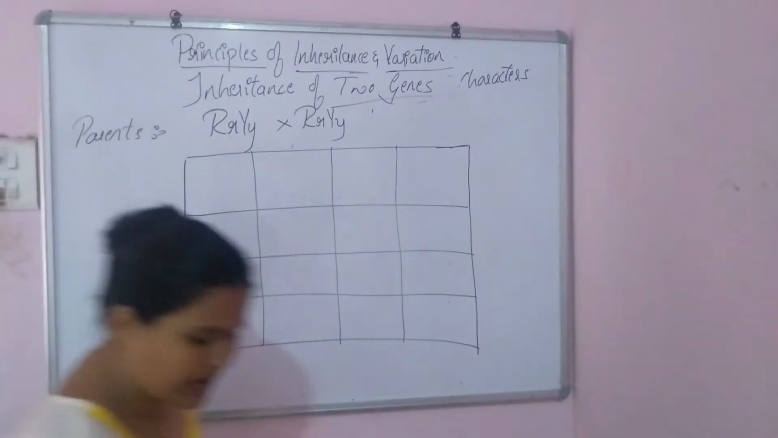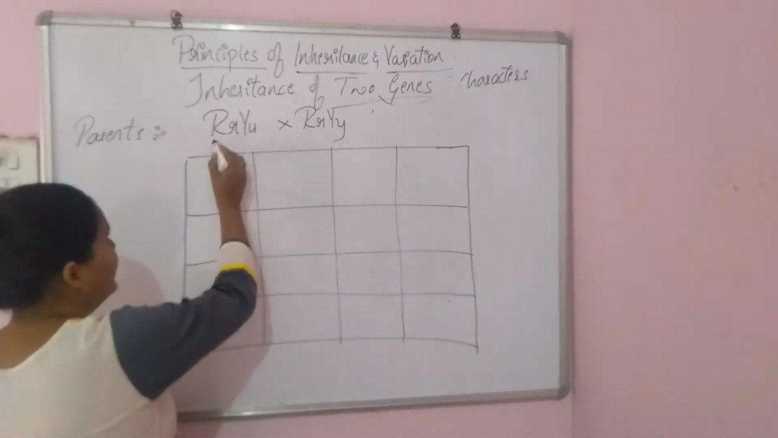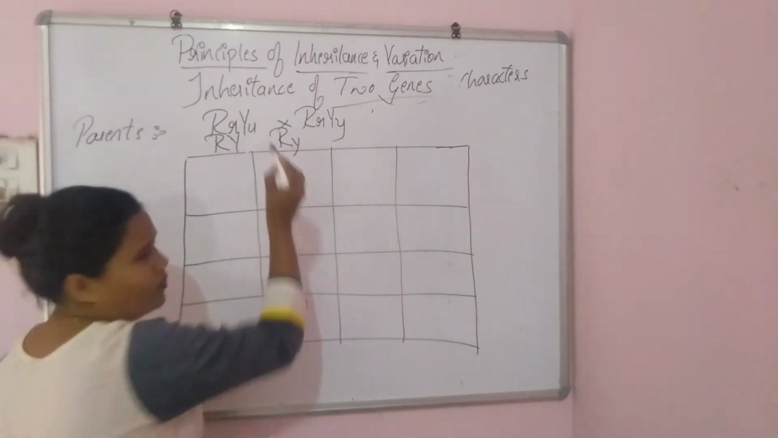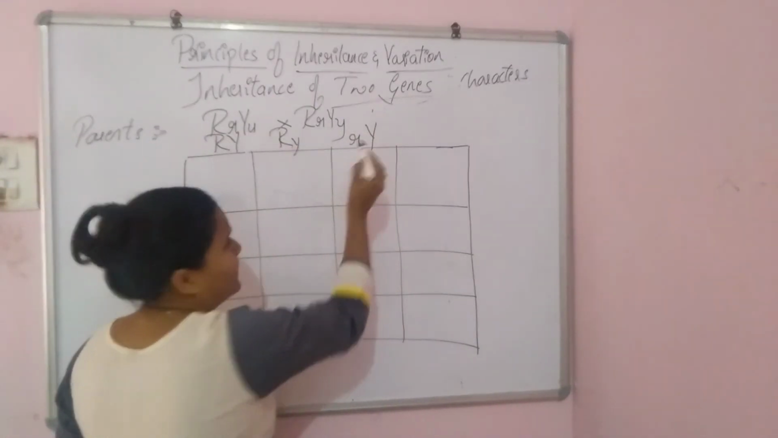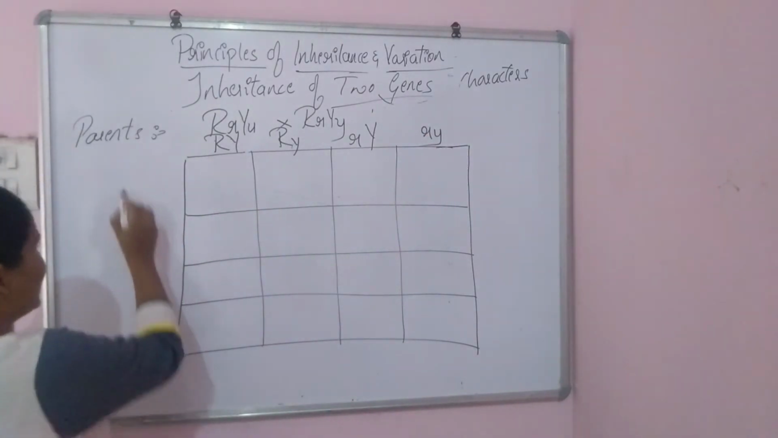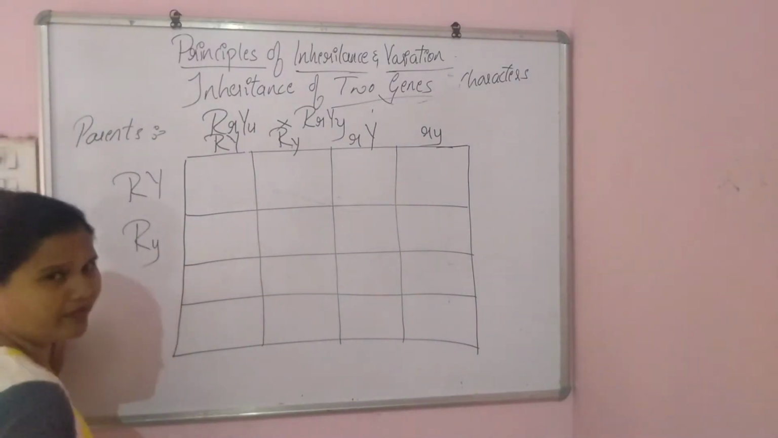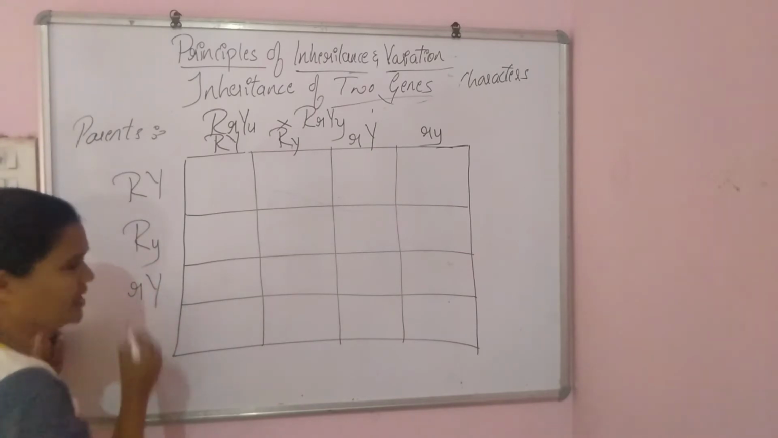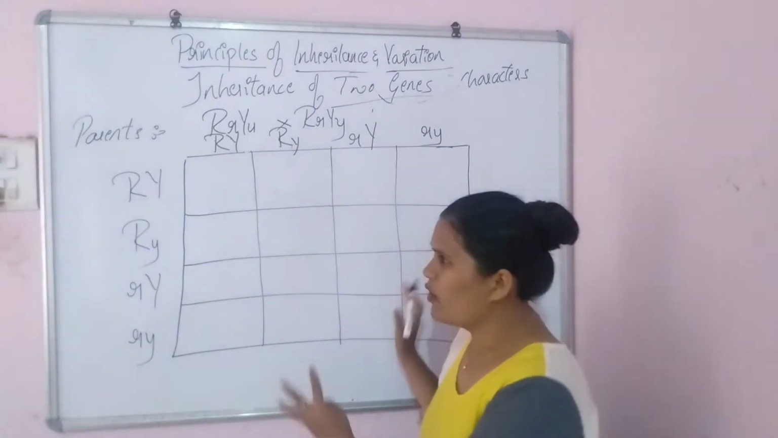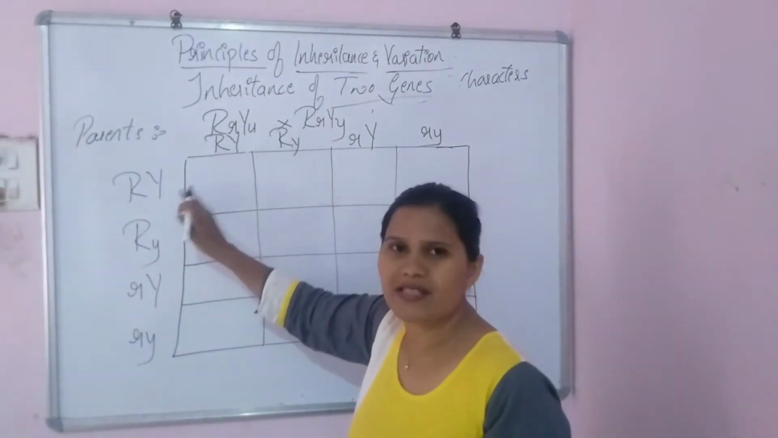So what were the gametes we have got? We should write them over here: capital R capital Y, capital R small y, small r capital Y, small r small y. Here also the same case: capital R capital Y, capital R small y, small r capital Y, and again small r small y. So this is how we have to perform the Punnett square. So now what we should do? We should cross these gametes.